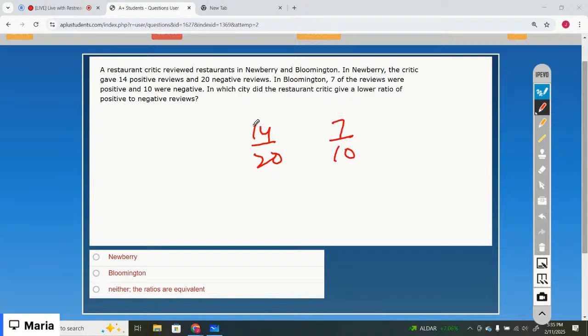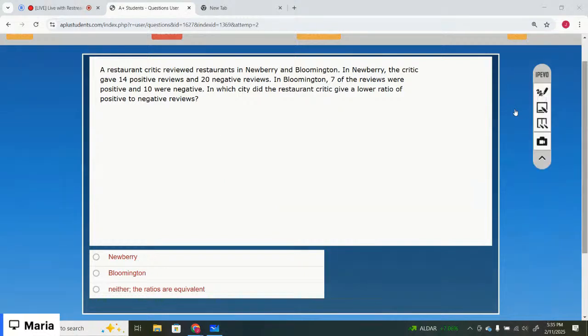So here, if you simplify the fraction, 2 times 7 is 14, 2 times 10 is 20. So both the fractions are exactly equal. So that means both the ratios are equivalent. Option number 2 is the correct option.